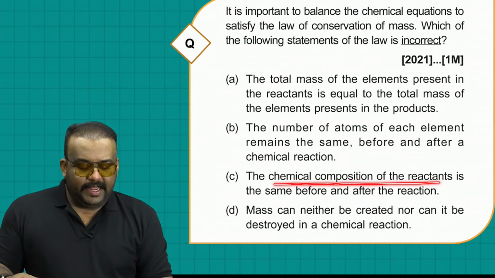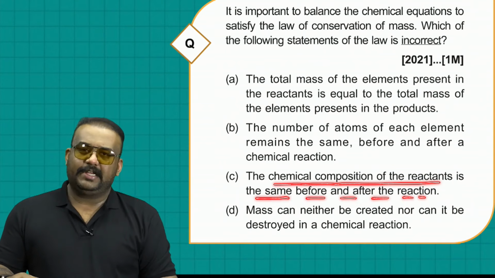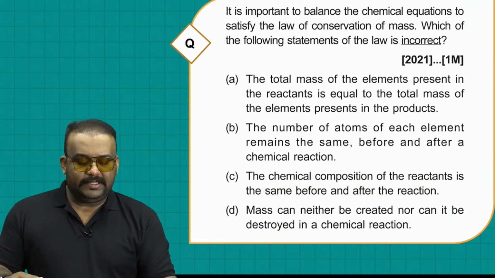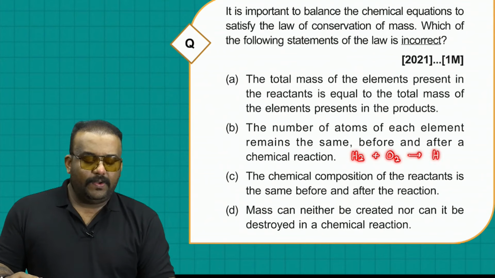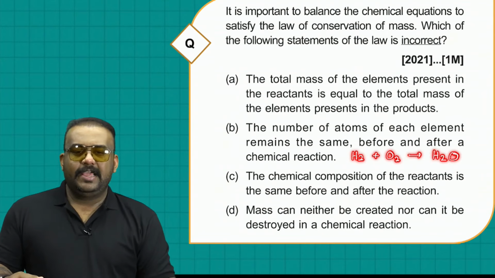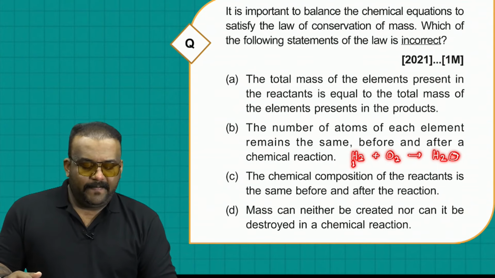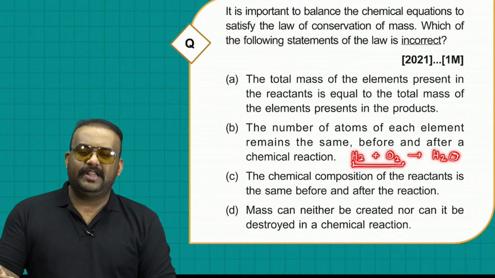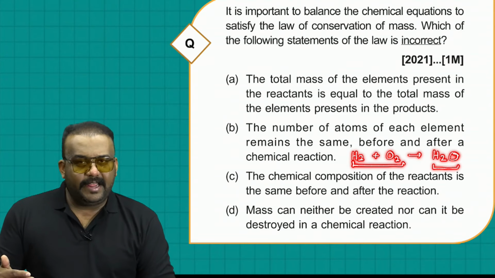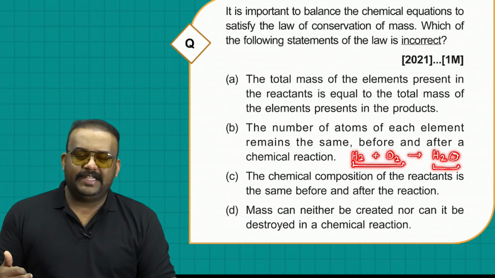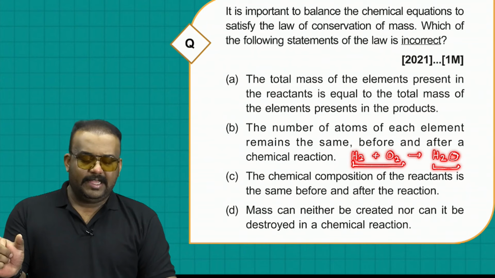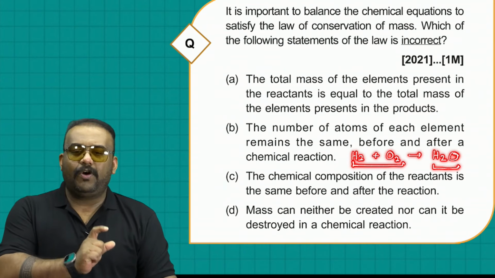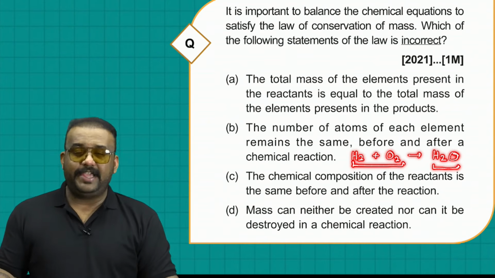The chemical composition of the reactants is the same before and after the reaction. That is completely wrong, because when a chemical change happens, the chemical composition changes. For example, H2 combining with O2 giving H2O. In this particular reaction, before the reaction we have hydrogen gas and oxygen gas. But after the reaction, we have H2O. So before the reaction, the chemical composition was hydrogen gas and oxygen gas, and after the reaction, now it is liquid water. So the composition has changed.